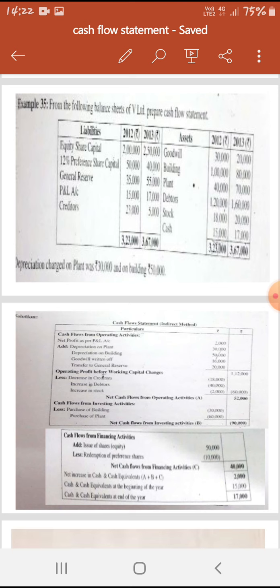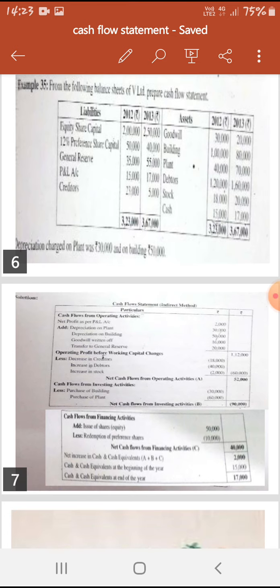That means to the 70,000 amount of plant we will add 30,000, and the total will be 1 lakh, which will be deducted from 40,000. That is the amount of 2012 for plant. The difference is 60,000, so that will again be deducted, and the total is 90,000, which is marked as net cash flow from investing activities B.